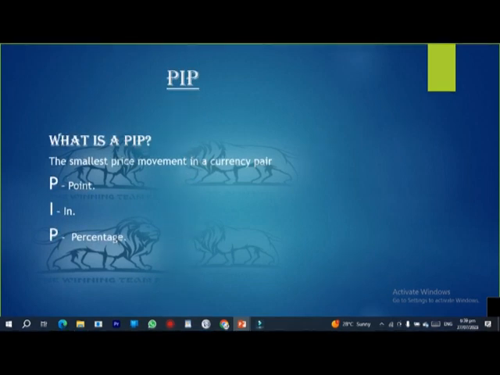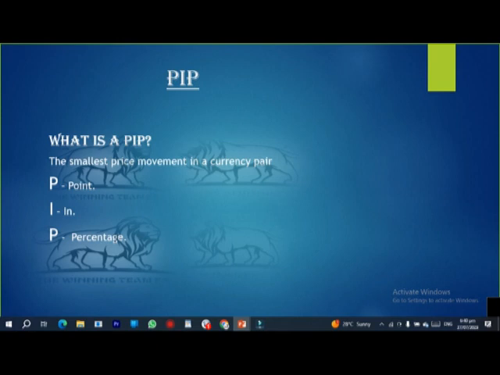Okay, pip, that is point in percentage. The P stands for point, I is in, the other P is percentage. That is pip, the smallest price movement in a currency pair. I said something yesterday that in economics we don't call it pip, we call it price. So it's just the same thing. Technically we call it pips, but in economics you call it price movement. So in economics it is price movement, and technically it is pip movement.